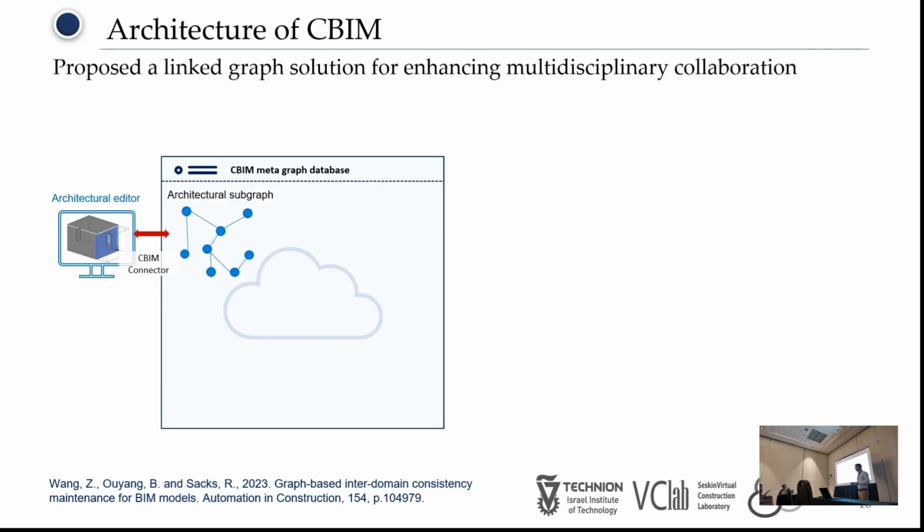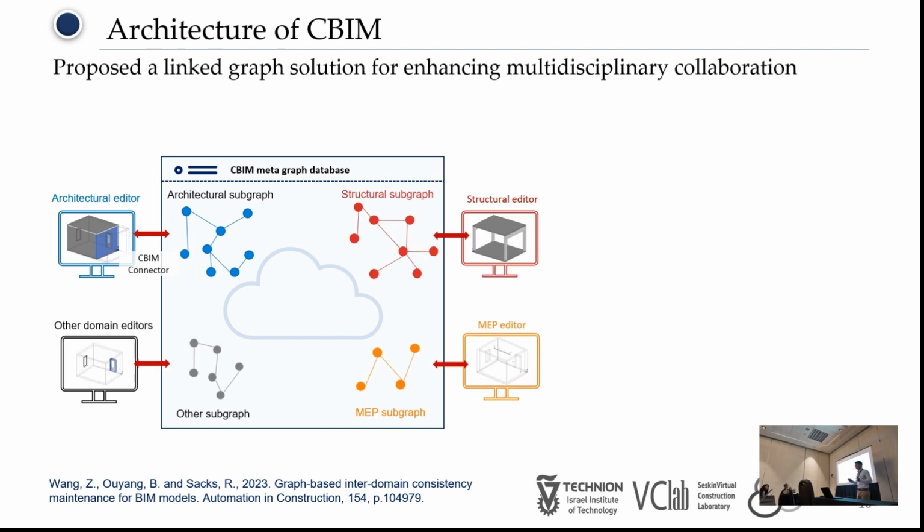When users design in local software, we use the CBIM connector to compile the information as graphs and send them to the cloud server. We do the same thing for all other domains. We have an architecture subgraph, a structure subgraph, an MEP subgraph, and so on. Then we use semantic enrichment algorithms to link those graphs together.